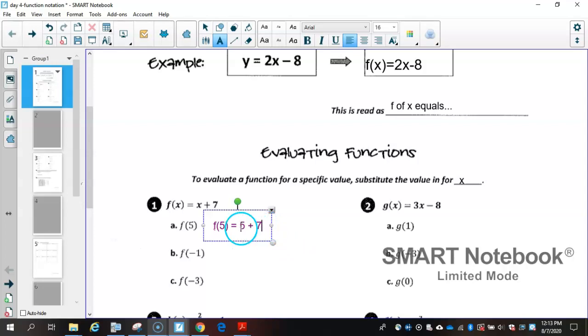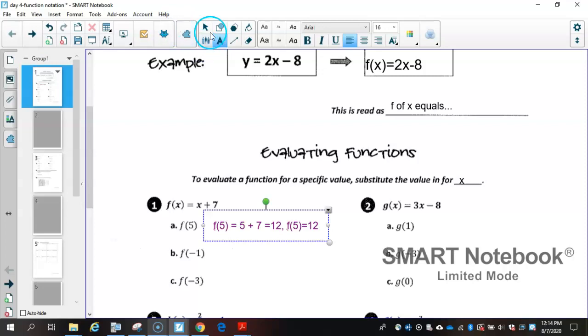And when I solve this, I'm really ignoring the left part of this and I'm just looking at these numbers. 5 plus 7, well, that's 12. So I can say that f of 5 equals 12. This is saying our y value is 12 when x is 5. So really it's just evaluating just like we were in Unit 0, but with a slight twist.